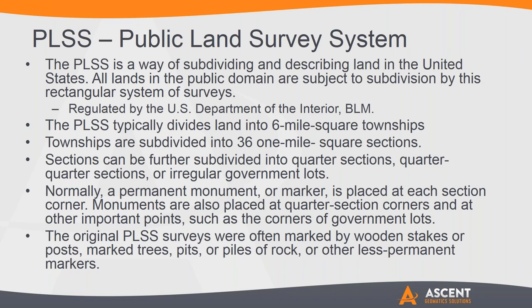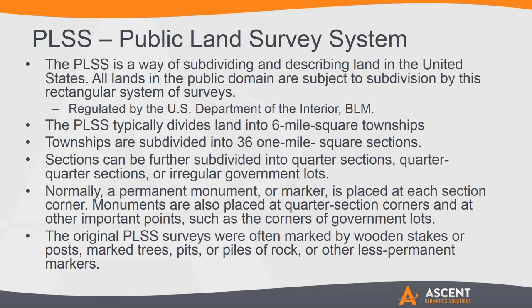Okay. All right. So again, just kind of recapping the PLSS here. So you've got a township, right? And the township will house 36 sections. Is that correct? That's correct. All right. And then each section is going to be 640 acres. Is that correct? Ideally, yes.